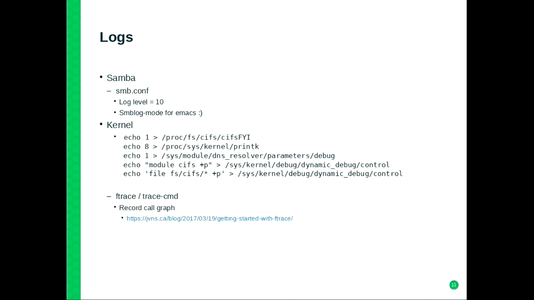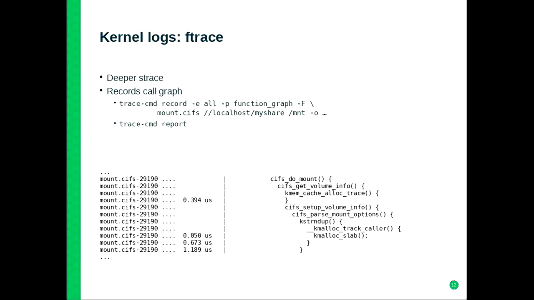On the kernel side, you can make it more verbose this way. Via procfs, you can enable more verbose debugging, and dynamic debugging in the source tree that is related to CIFS. Of course, we have ftrace as well, which records basically all the calls that are made in the kernel. So I have a simple example here. It's like a deeper strace, if you're familiar with it. It traces system calls.